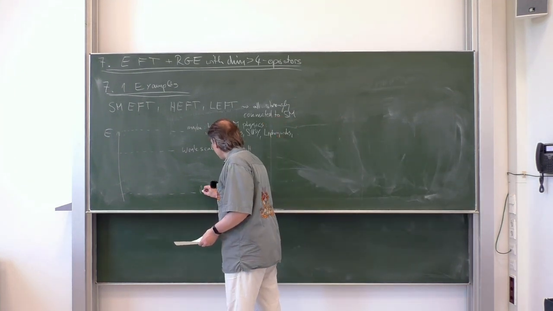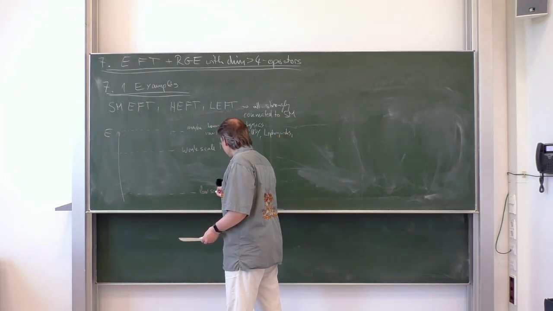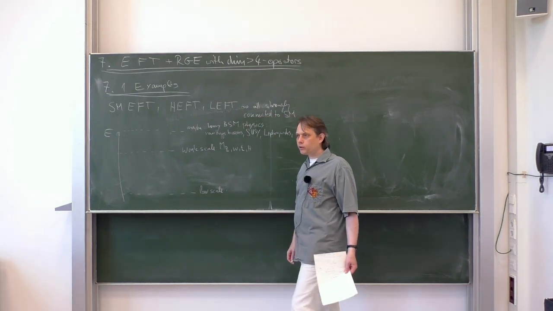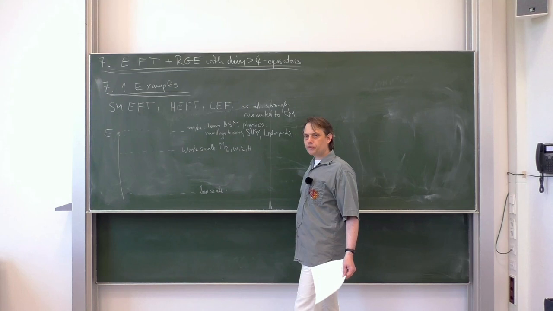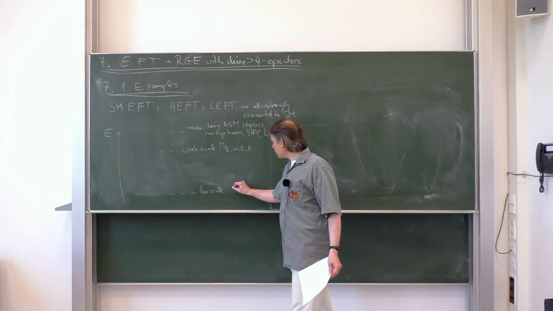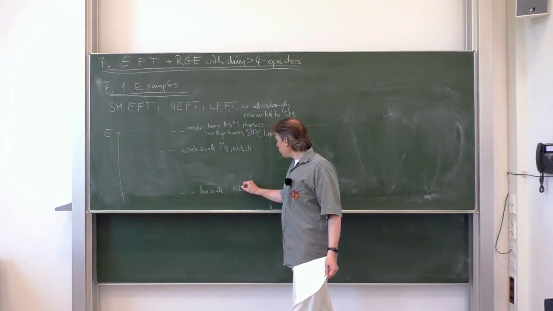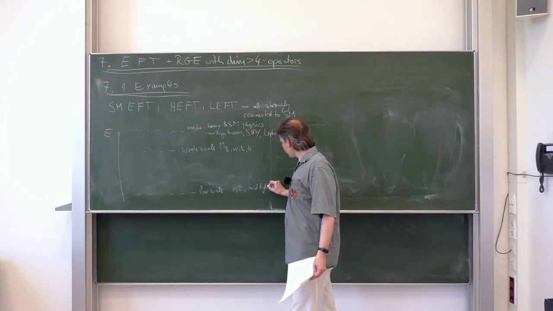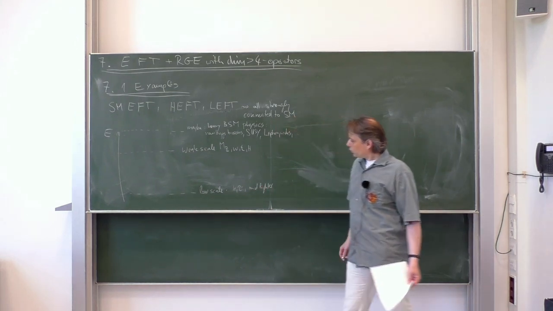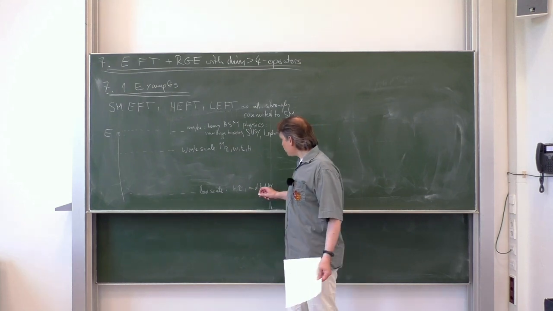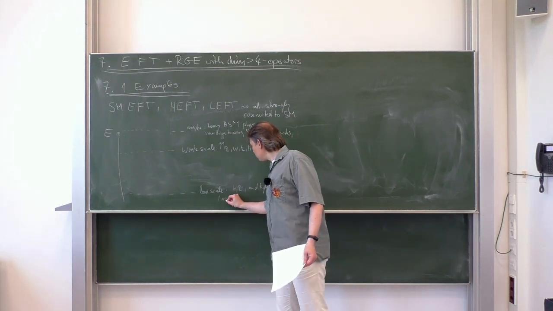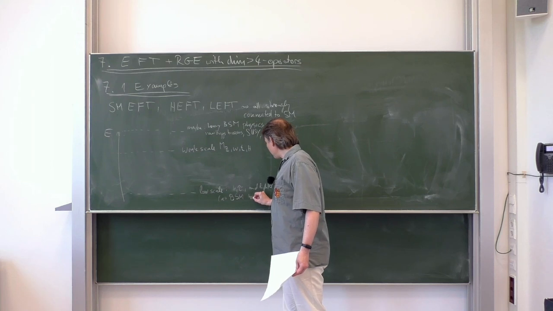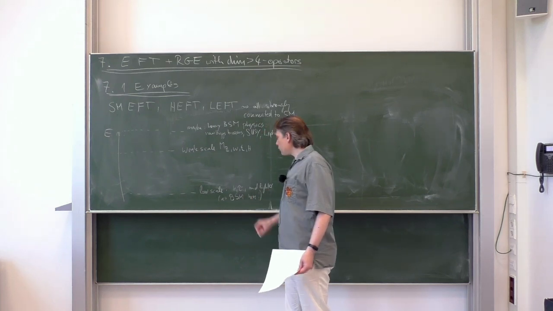And then there is also the low scale. This is the scale where there are all the light particles of the standard model, starting from the bottom quark, tau lepton, and lighter. And we will assume here that there is no beyond the standard model physics here at such low energy scales.